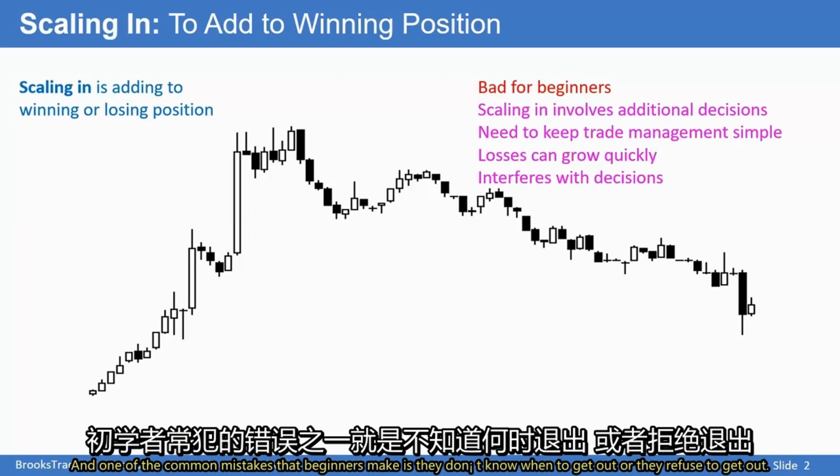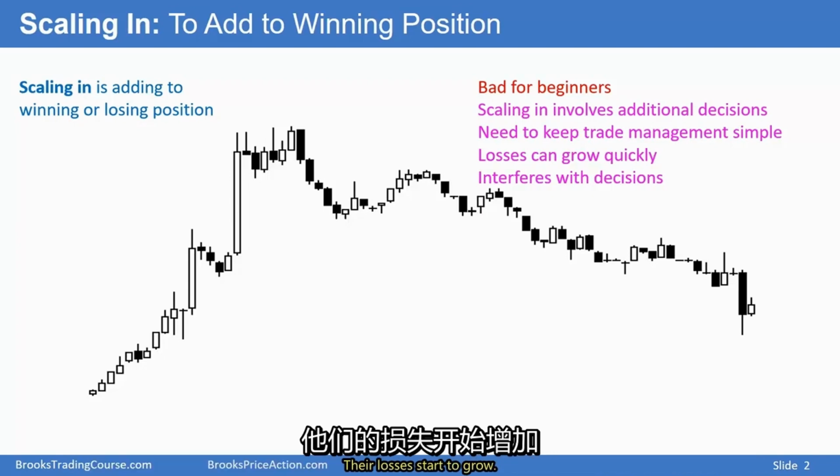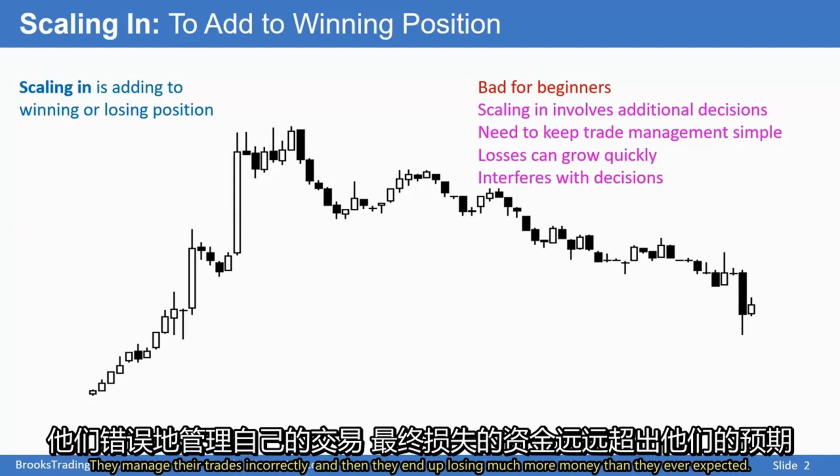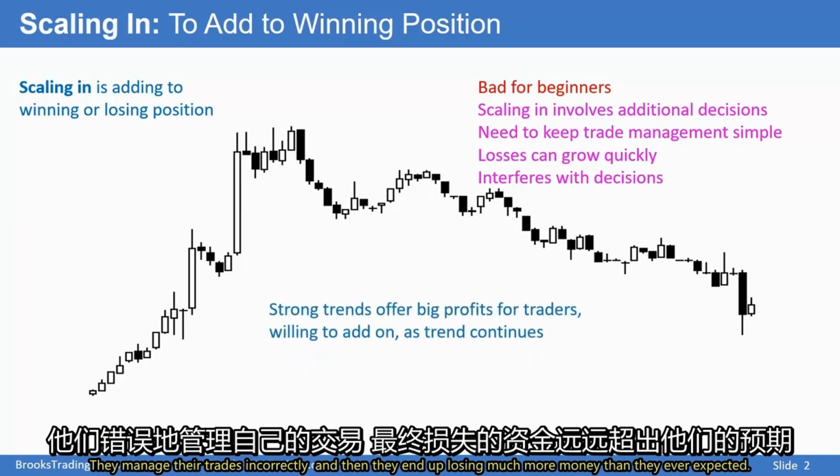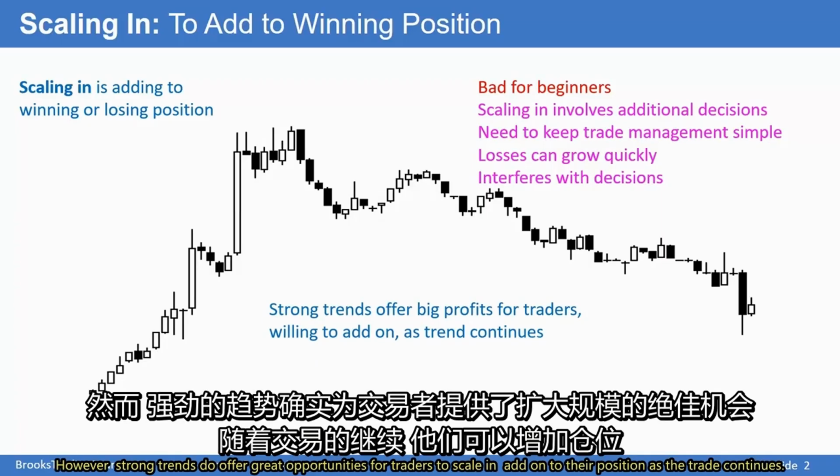And one of the common mistakes that beginners make is they don't know when to get out, or they refuse to get out. Their losses start to grow. They no longer are objective. They manage their trades incorrectly, and then they end up losing much more money than they ever expected. However, strong trends do offer great opportunities for traders to scale in, add on to their position as the trade continues.